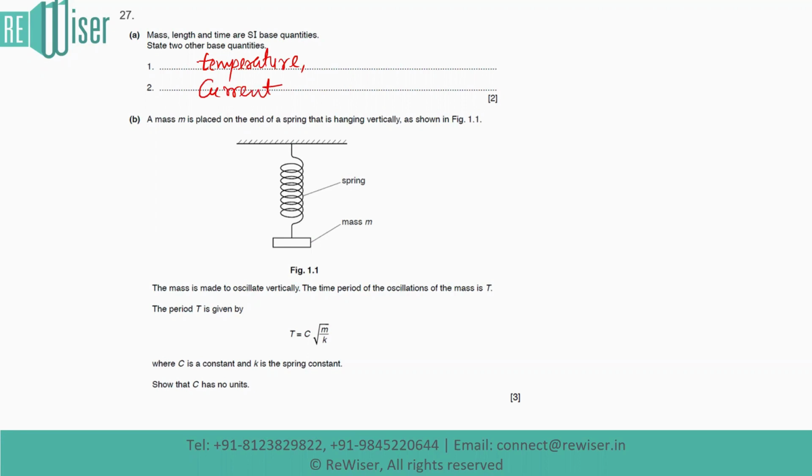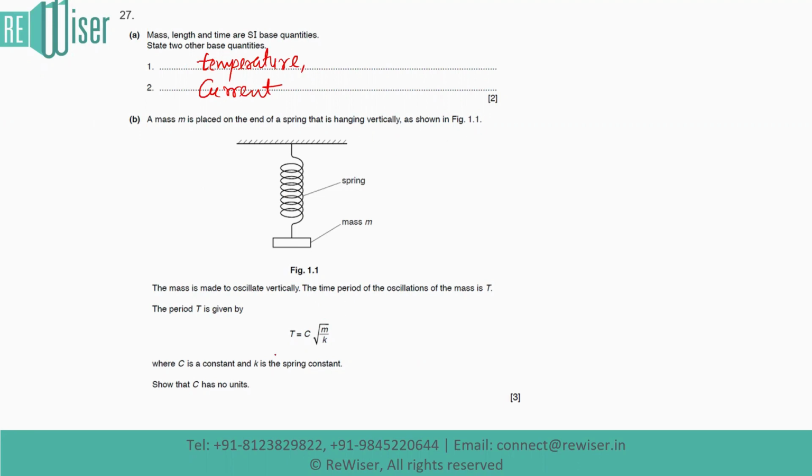So the B part is: a mass M is placed on the end of a spring that is hanging vertically as shown in figure 1.1. The mass is made to oscillate vertically. The time period of the oscillation of the mass is T. The period T is given by T equal to C root M upon K, where C is a constant and K is the spring constant, so that C has no units.